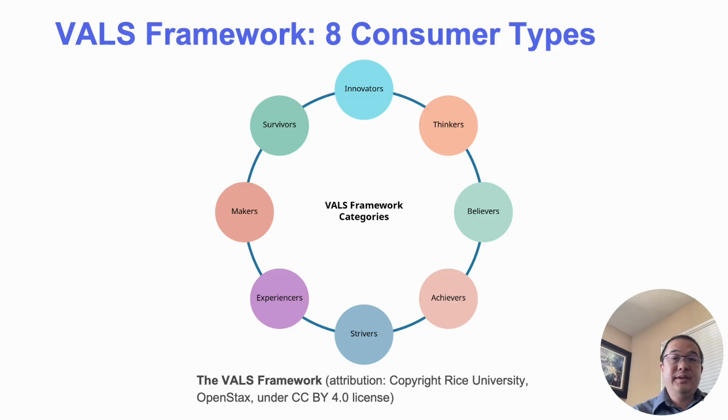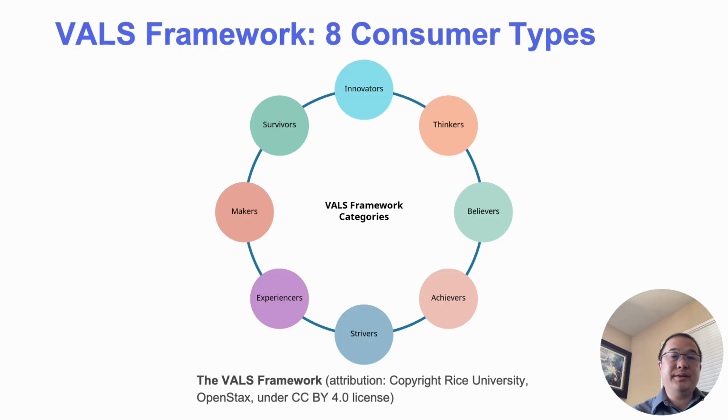Number 6, experiencers. The characteristics include young, energetic, enjoy excitement, and they like trying new things. The buying behavior is they spend on entertainment and travel, and they enjoy new experiences. Examples include concert tickets and adventure vacations.